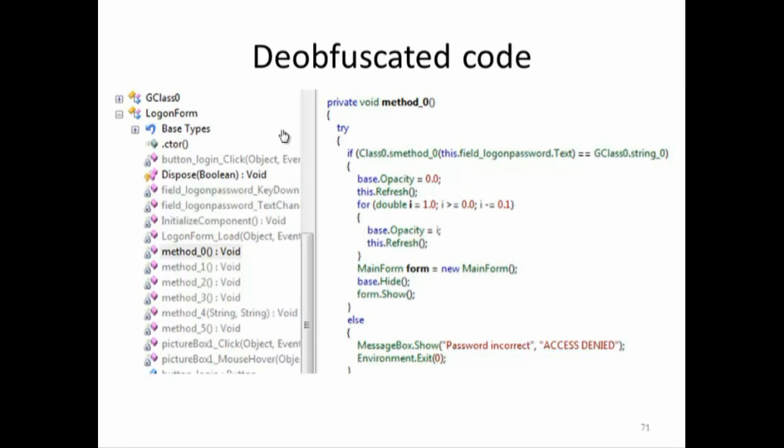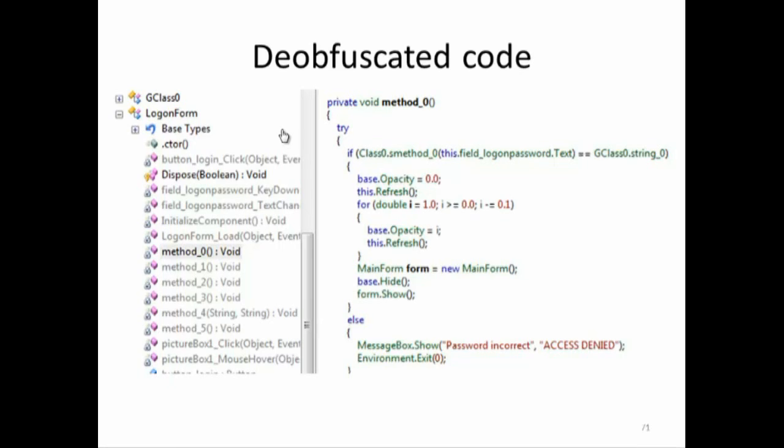Sometimes it can't. But you can see here in the if statement, it has if this dot field logon password. So that was the original variable that the developer gave it. And then you can go on down to the bottom where the else statement is and the MessageBox.Show statement, and now we see the password incorrect and access denied. Now we clearly see that there. So it did a great job of doing that deobfuscation and showing the text that was there originally.